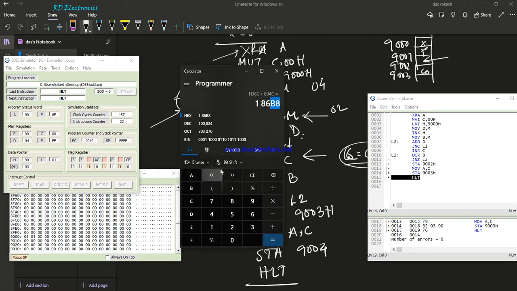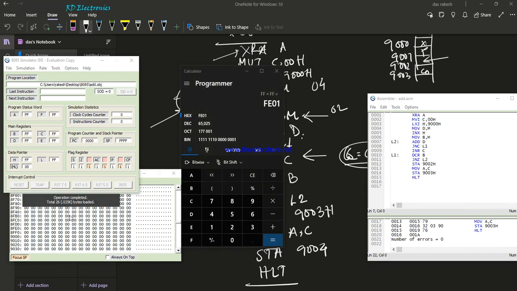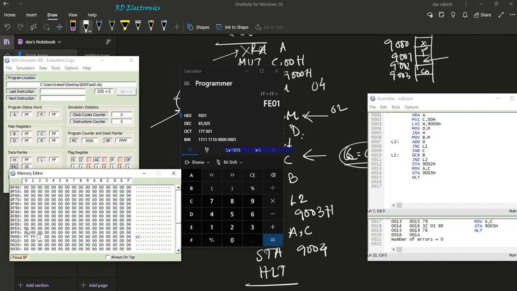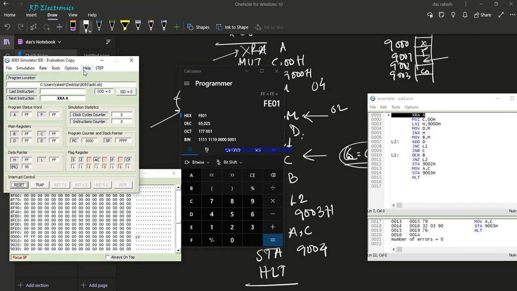So now again we check for the large number. Say for example FF into FF. So what is our result? Is it okay or not? We see that. Now assemble and load first. Now we put the number FF then FF. So now see whether the result is okay or not, that means whether carry generation is okay or not.